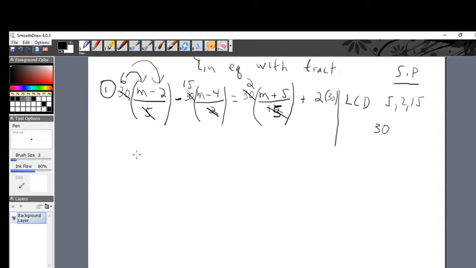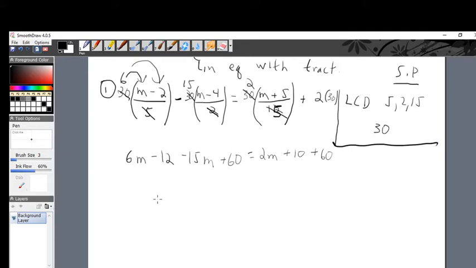What does that get me on line number 2? 6m, 6 times m, and 6 times negative 2 is negative 12. All right, what about negative 15 times m? That's negative 15m. And negative 15 times negative 4, negative times negative is positive, so it's plus 60. 15 times 4 is 60. Okay, equals, what's 2 times m? 2m. What's 2 times 5? Positive 10. And what's 2 times 30? 60.